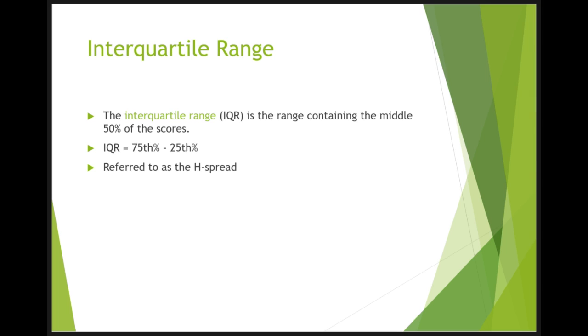A second measure of variability is the interquartile range, which is the range that contains the middle 50% of the scores. The interquartile range is calculated by subtracting the 25th percentile from the 75th percentile. If you'll recall our discussion on box plots, the 75th percentile is called the upper hinge or the third quartile, and the 25th percentile was called the lower hinge or the first quartile. Using this terminology, the interquartile range is referred to as the H-spread.